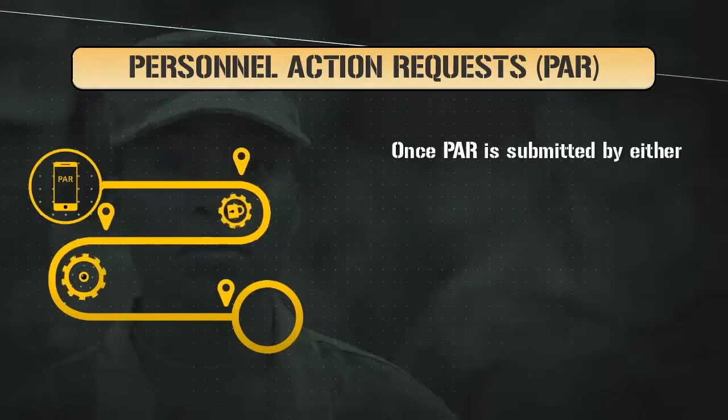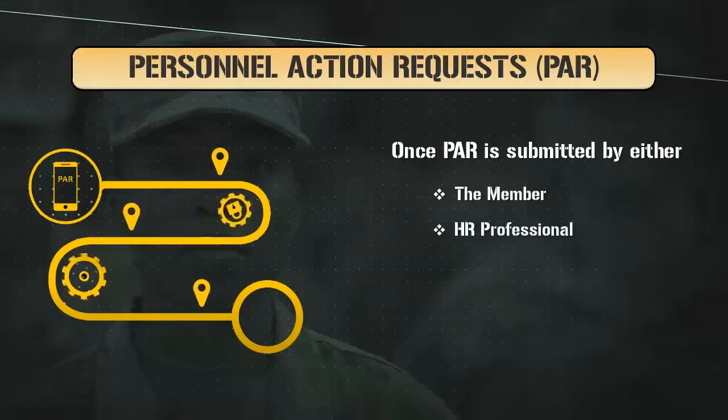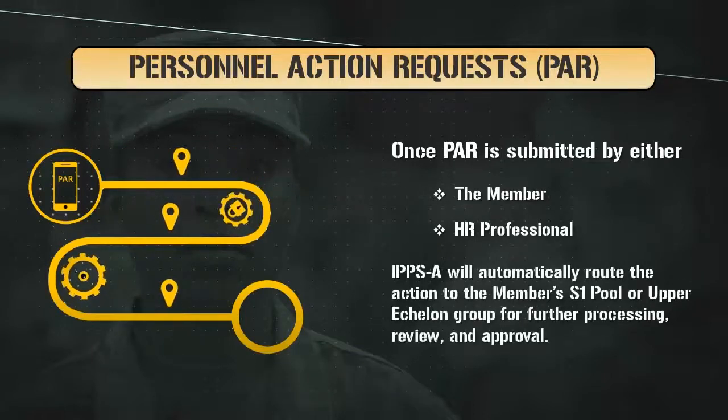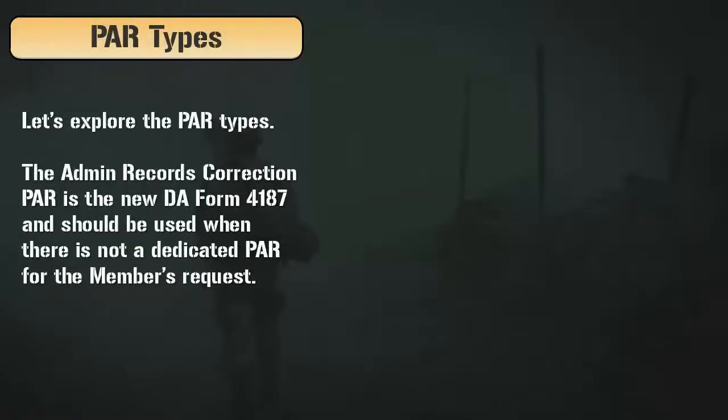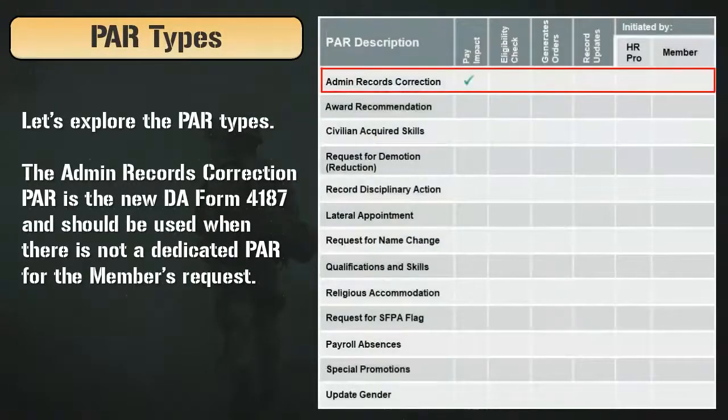Once a PAR is submitted by either the member or HR professional, IPPS-A will automatically route the action to the member's S1 pool or upper echelon group for further processing, review, and approval. Let's explore the PAR types. The Admin Records Correction PAR is the new DA Form 4187 and should be used when there is not a dedicated PAR for the member's request.